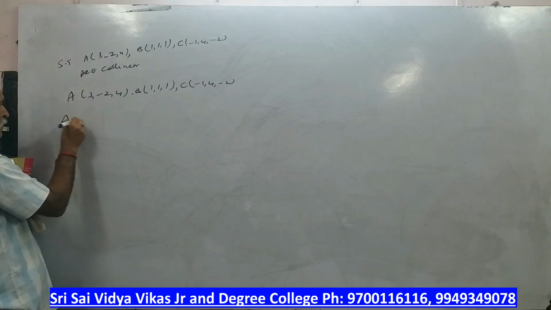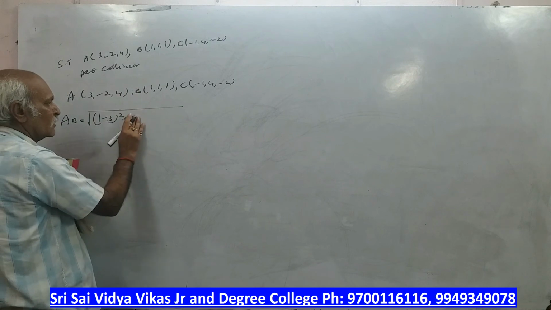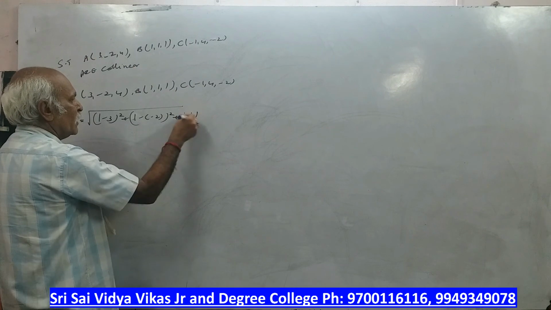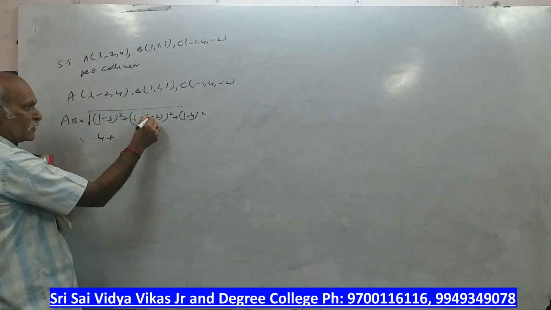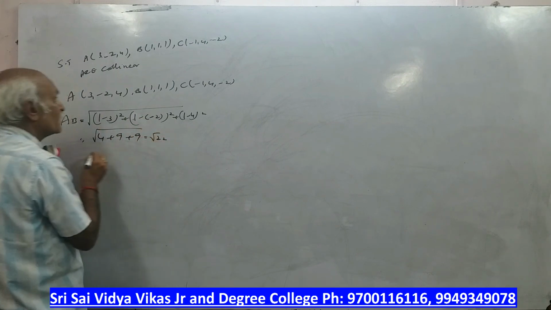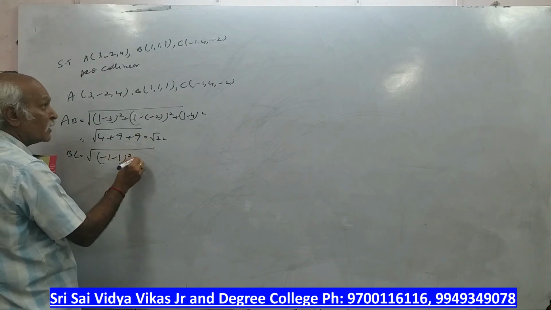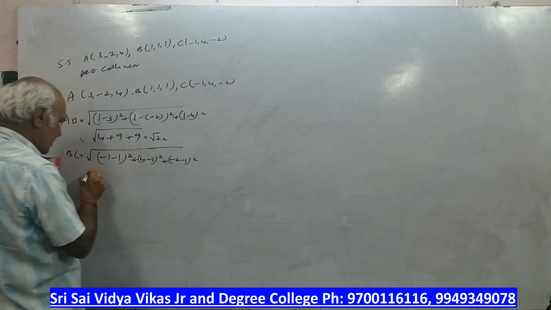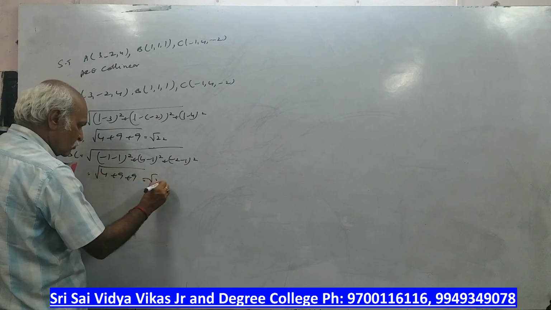Find AB. Distance formula: (1 minus 3) whole squared plus (1 minus of minus 2) whole squared plus (1 minus 4) whole squared. So this is 4, plus minus of minus is plus, so 9, plus 9. How much do we get? Root 22. Next BC, same distance formula: (minus 1 minus 1) whole squared plus (4 minus 1) whole squared plus (minus 2 minus 1) whole squared. Again 4 plus 9 plus 9. Root 22.